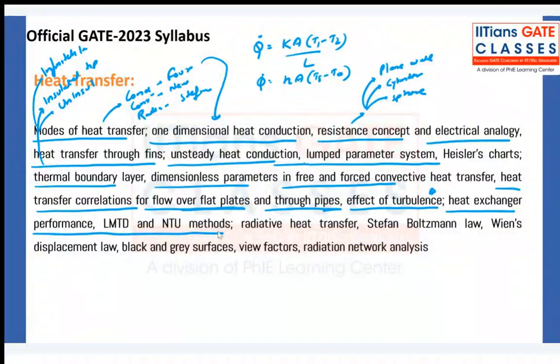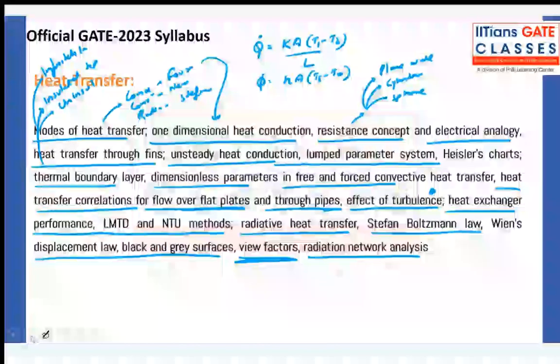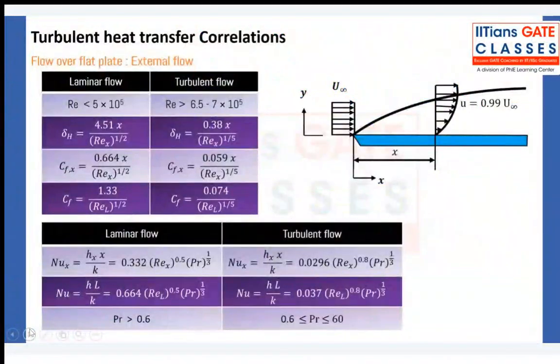Radiative heat transfer: Stefan-Boltzmann law, Wien's displacement law, black and gray surfaces, view factor, and radiation network analysis. So this is our whole syllabus of heat and mass transfer. Of course, not everything we have covered is in this. We have covered much more, but in broad terms, this is the syllabus. So we have almost covered everything. The effect of turbulence is not very important, but there are still some relations, though you don't need them. This is for laminar flow, this is for turbulent flow.